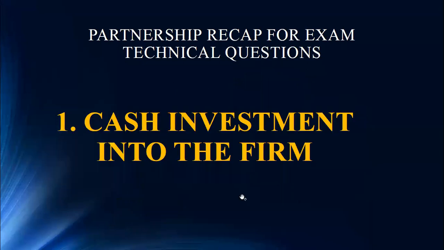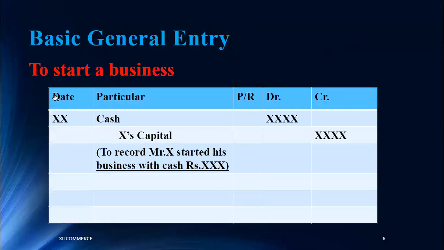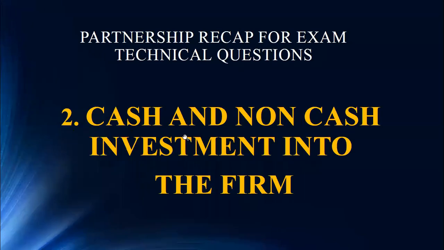Then we have number one, cash investment into the firm. This is the first way of solving the partnership formation. This is the simple journal entry which we have discussed, that when we want to form a starting journal entry, we will record cash debited and partners' capital credited.